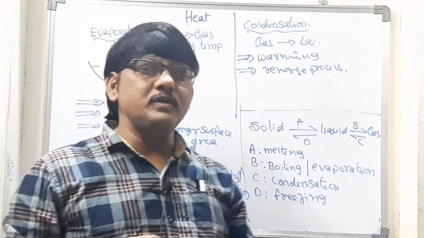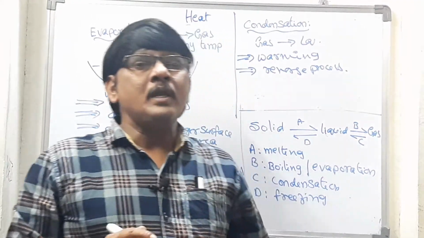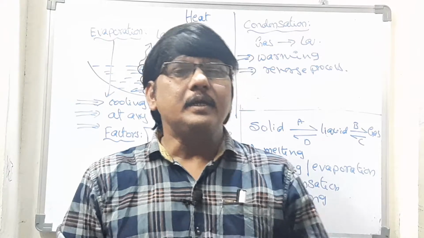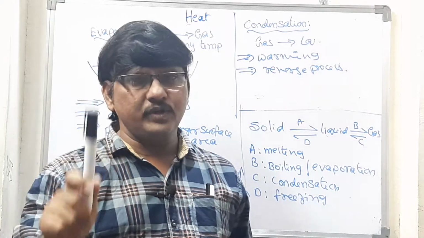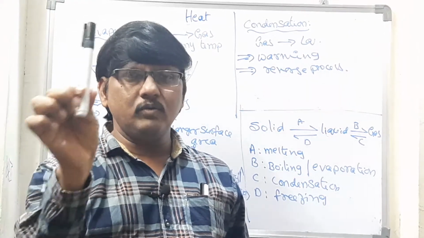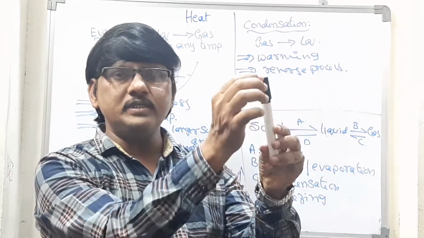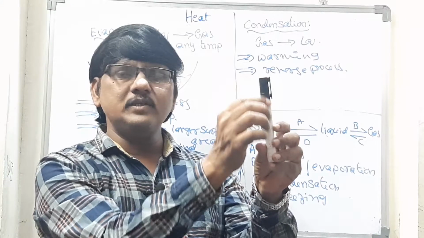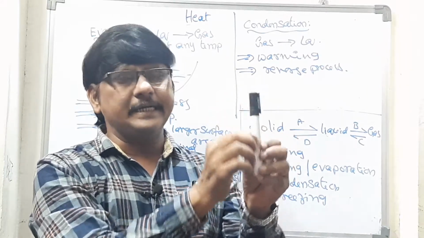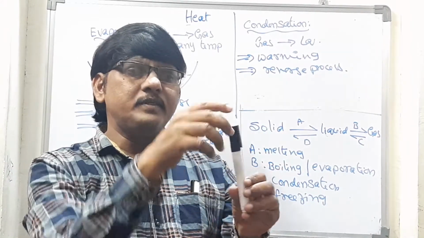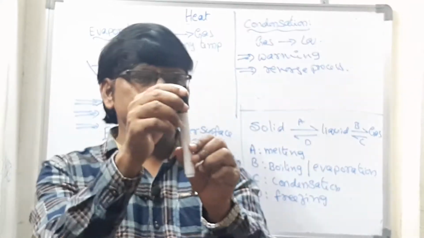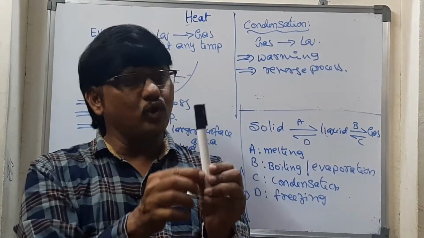What practical examples of condensation can we see in our life? For example, when we take a cool drink bottle out of the fridge and keep it outside in the atmosphere, after some time we can see water droplets. What is the reason for these water droplets? It is nothing but condensation. How is it happening? This is a very cool drink bottle, and its outer layer is very cool.